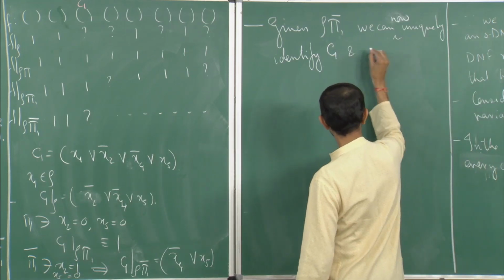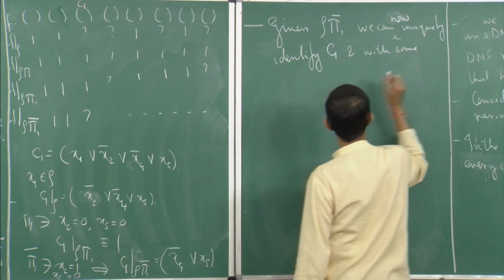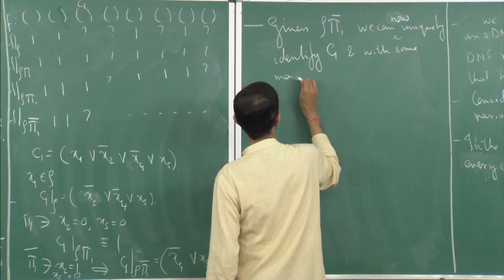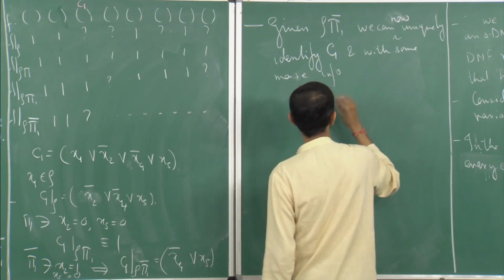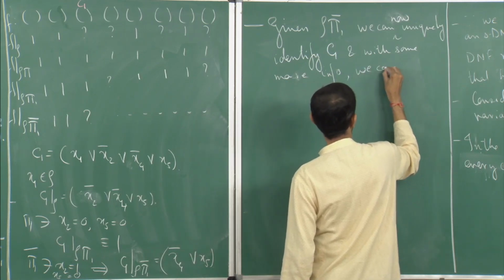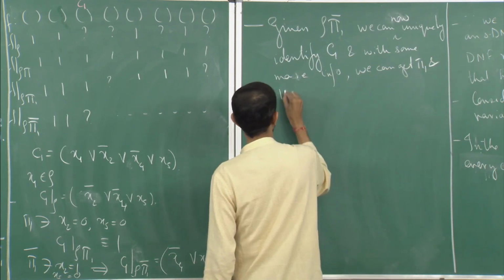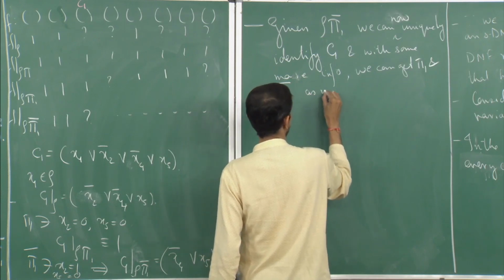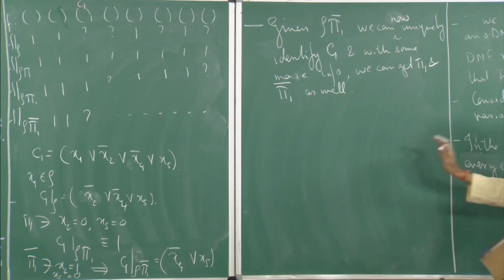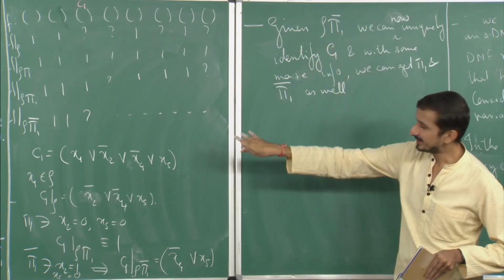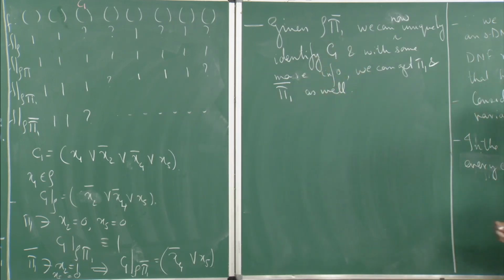Okay. And we will see later on that, with some more info, we can get pi 1 and pi 1 bar as well. So, what that information is, we will see later on. But the key thing is that to find out C1, if we are given rho pi 1 bar, we can uniquely identify C1. Okay.